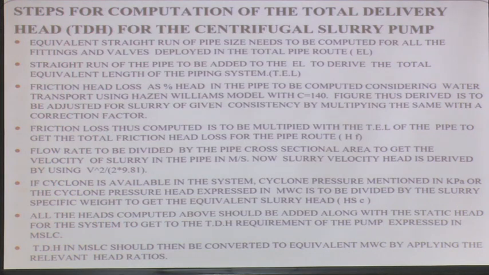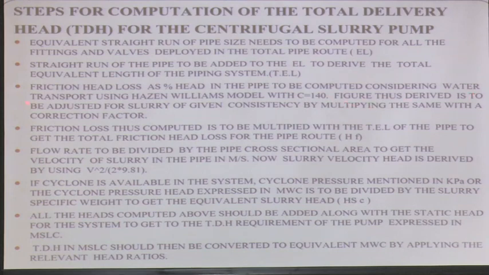Now, these are the steps for computation of the total delivery head for the centrifugal slurry pump. What you do? Equivalent straight run of the pipe size needs to be computed for all the fittings and valves deployed in the total pipe route. Equivalent length we have discussed. The straight run of the pipe is to be added to the EL to derive the total equivalent length of the piping system, TEL. Friction head loss as percent head in the pipe is to be computed considering water transport using the Hazen-Williams model with C equal to 140 for unlined pipe, C equal to 120 for rubber lined pipe.